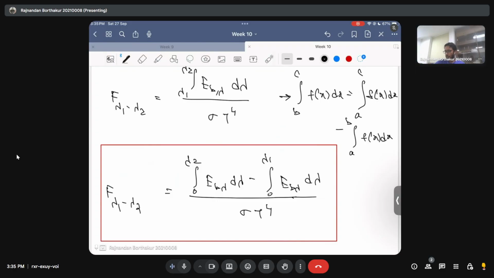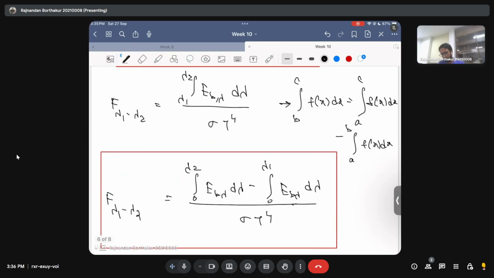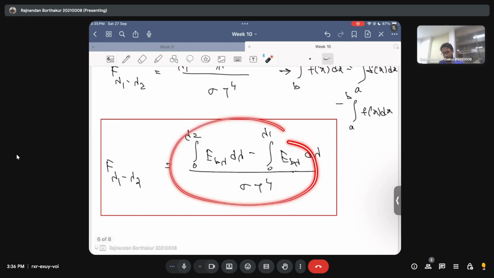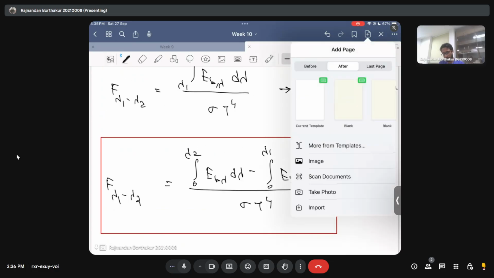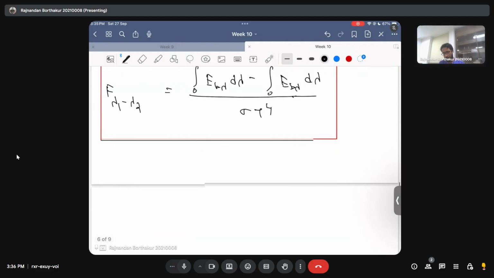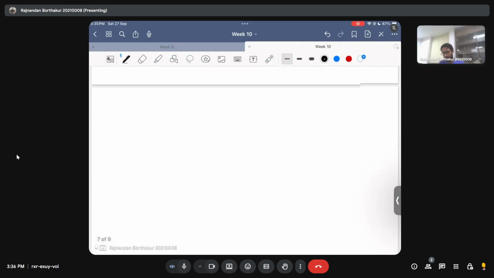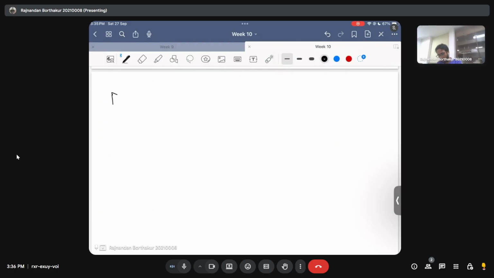All right. So the reason why we are writing this form as this form is because, if you just consider the definition of, let's say, f 0 to lambda, what is f 0 to lambda? Let's say this is lambda 1, so it is nothing but the integral, as we saw, 0 to lambda 1 E_b lambda d lambda by sigma T raised to the power 4.